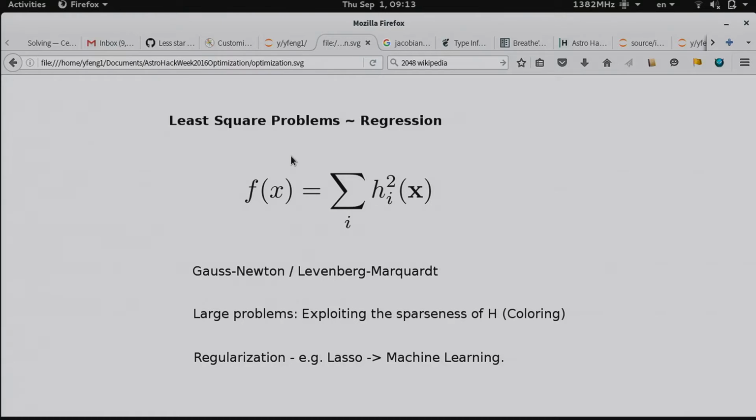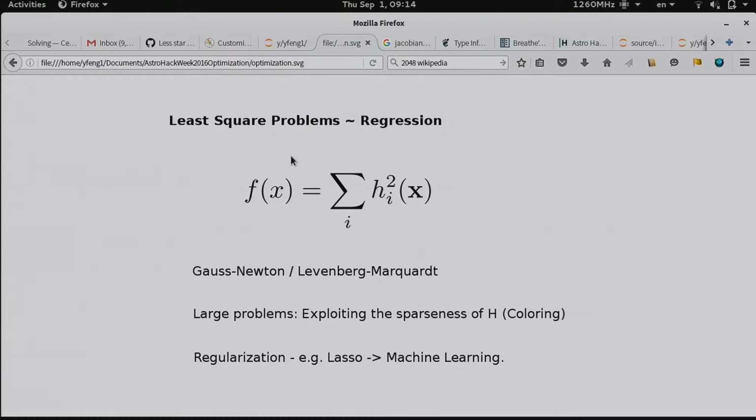Sometimes this least square problem gets really, really big, and there are papers and active research trying to make use of the sparseness of these problems. Sparseness means that each function h_i depends on a small subset of the parameters. Then the problem is sparse, and there are automatic tools to deal with the sparseness.